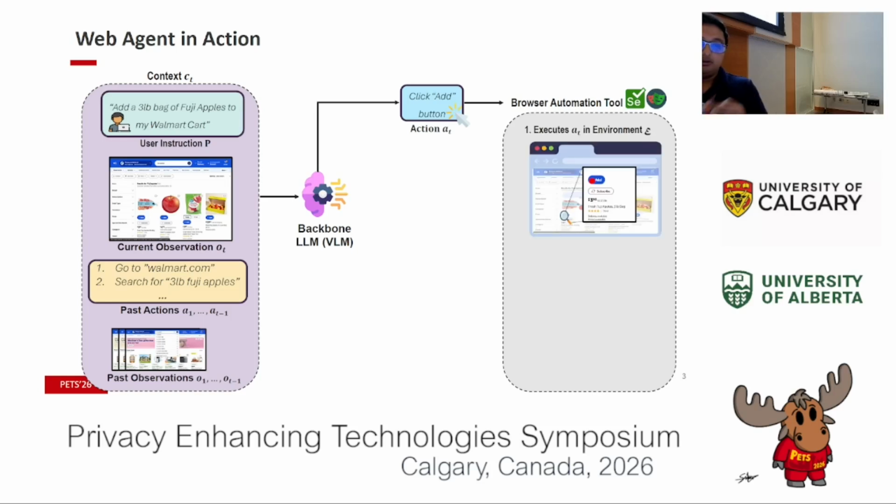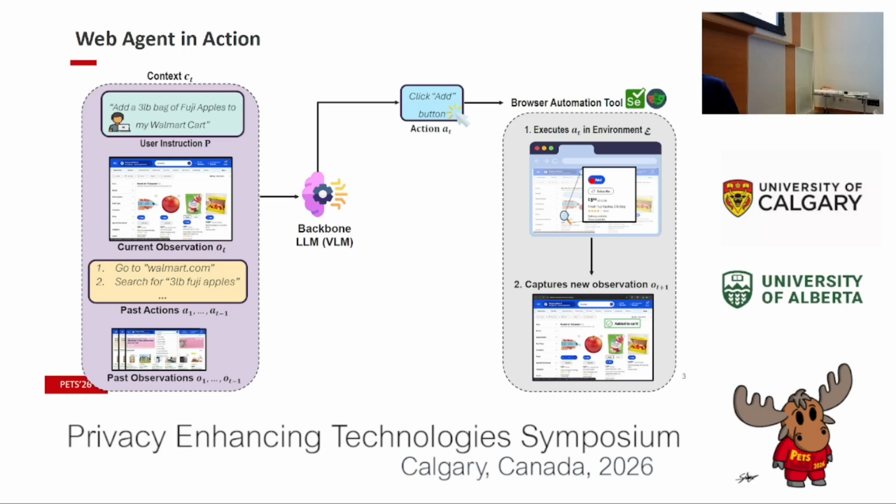That action goes to an automation tool, and the tool executes this action. Once this action is executed, it captures the new observation or new screenshot, and basically all the steps that it did, like the actions and the current observation, go back to past observation, past action, and then the new observation becomes your current observation, and so on. And this loop keeps on going till you finish the task.